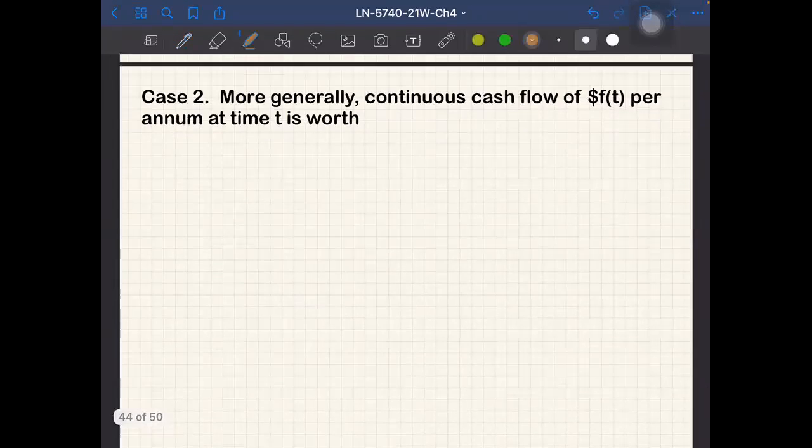Now case 2, the more general case. We think about a continuous cash flow of f of t dollars per annum at time t, so this changes over time. We still consider a constant interest rate, so i is constant. We generalize that in a later case, the third case. For now, the payment rate changes, but the interest rate is constant.